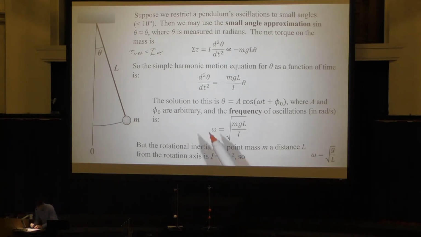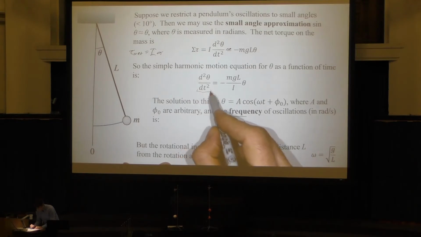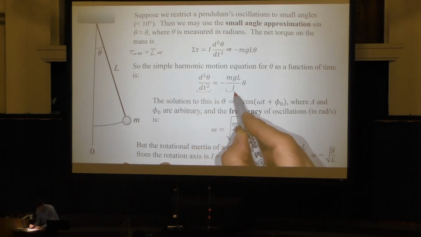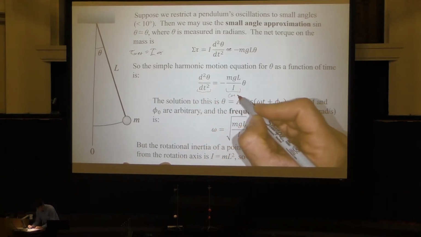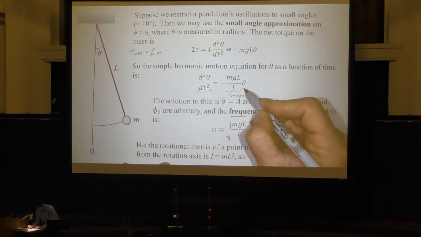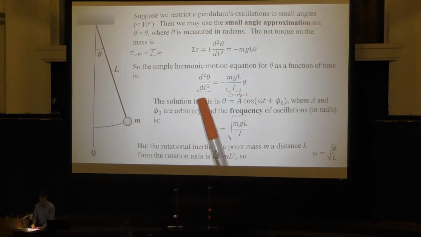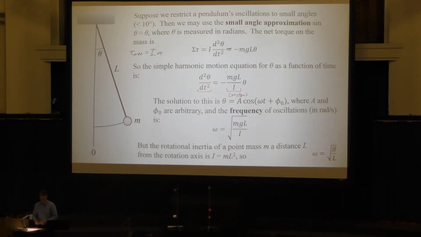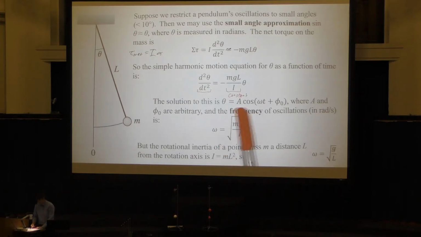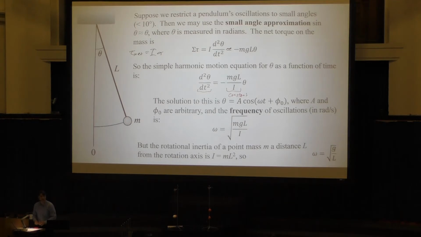And now I have this: the second time derivative of something is equal to negative a constant times that something. Ding, ding, ding, that means we have simple harmonic motion. Anytime you have something that looks like the double time derivative of x equals negative a constant times x, that's simple harmonic motion. Except instead of x here, we have theta.